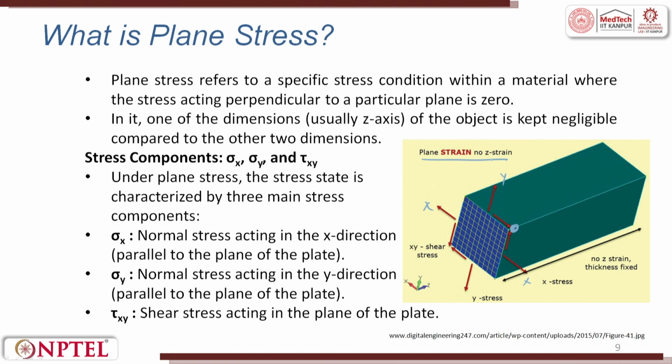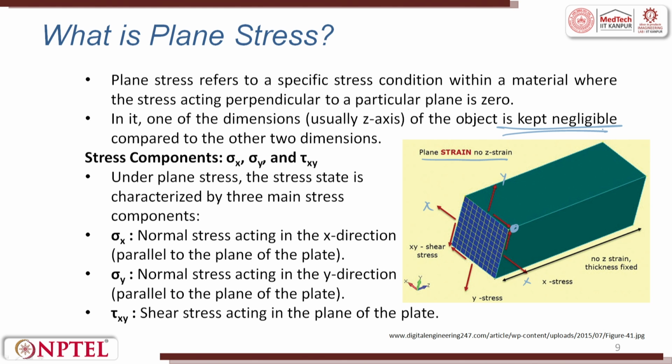X stress, y stress, and what happens perpendicular to these two is the xy shear, and no strain, thickness is fixed along the z direction. This is the z direction, right. So, if you rotate it and keep the z direction on the top, in it one of the dimensions, usually the z axis of the object, is kept negligible. Whatever z is there, it is kept negligible.